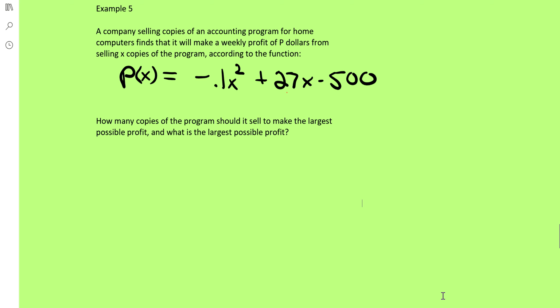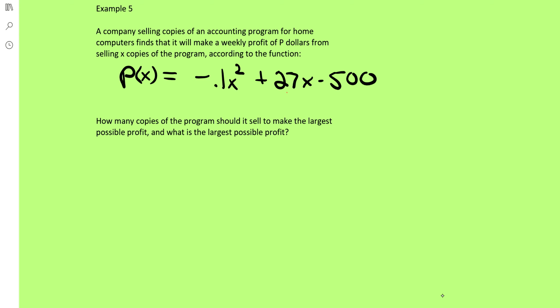Okay, here we are, example 5. We've got a story problem where the equation is provided. So that's the important thing. A company selling copies of an accounting program for home computers finds that it will make a weekly profit of P dollars from selling X copies of the program, according to this function. How many copies of the program should it sell to make the largest possible profit? And what is the largest possible profit?